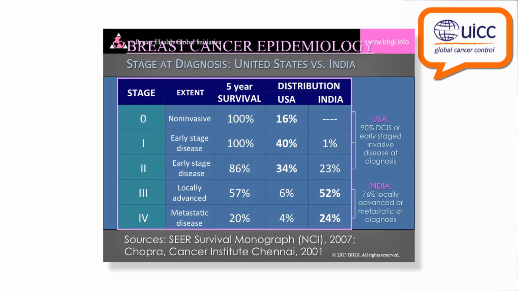Early detection of cancer is a huge obstacle in the setting of breast cancer. In high-income countries like the United States, the great majority, that is more than 90% of breast cancers, present as early-stage disease, that is stage 0, 1, or 2. And these are the cancers where we can make the greatest impact at the least cost.